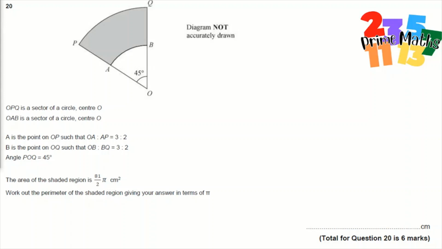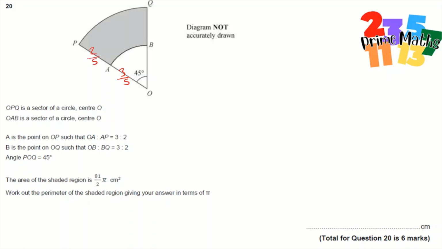Question 20 is a particularly difficult question, especially for a non-calculator paper. We have a sector of a circle from O to P to Q, and that's split into another sector from O to A to B. We know that this is split in the ratio 3 to 2, so this is 3/5 of the radius, and this up here would be 2/5 of the radius.